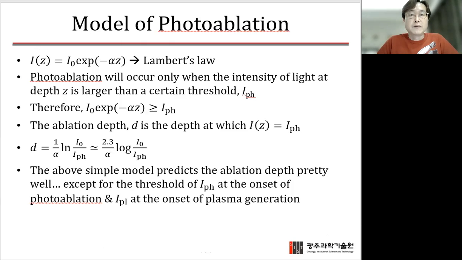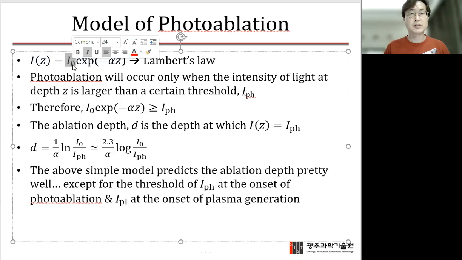The modeling of the photoablation can be done by following Lambert's law. Lambert's law describes the intensity at the depth of Z as the intensity at the surface of the tissue times an exponential decay function, following the attenuation coefficient alpha and the depth of Z. And photoablation does not occur at any time, but only when the light intensity at the depth of Z is larger than a certain threshold, which is I_PH.